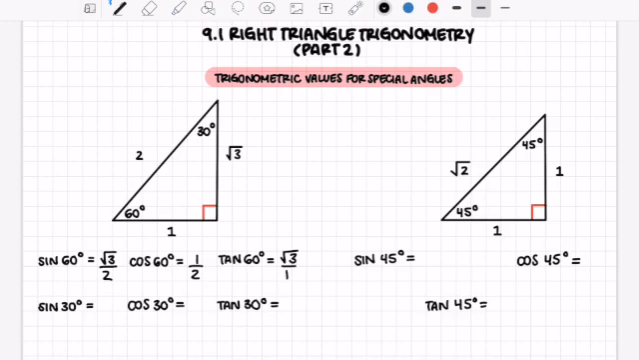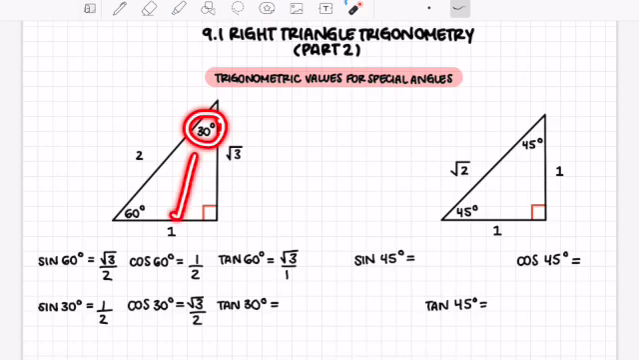Okay. For sine of 30, the opposite is 1, so I'm going to put 1 down first. Then the hypotenuse is 2, so it'll be 1 over 2. For cosine of 30, it's the adjacent over the hypotenuse, so square root of 3 over 2. And then for tangent of 30, we have opposite over adjacent, 1 over square root of 3.